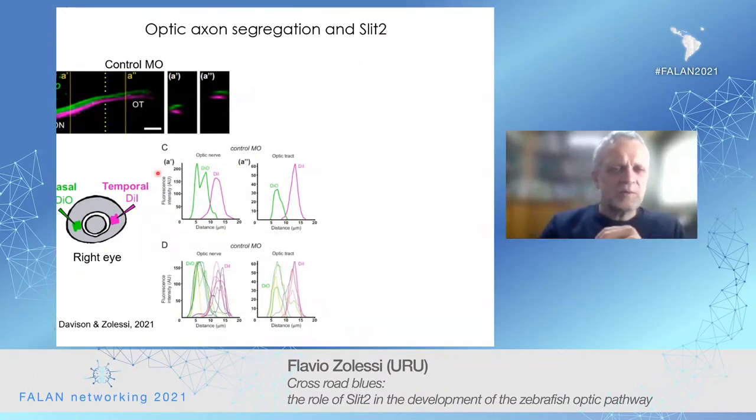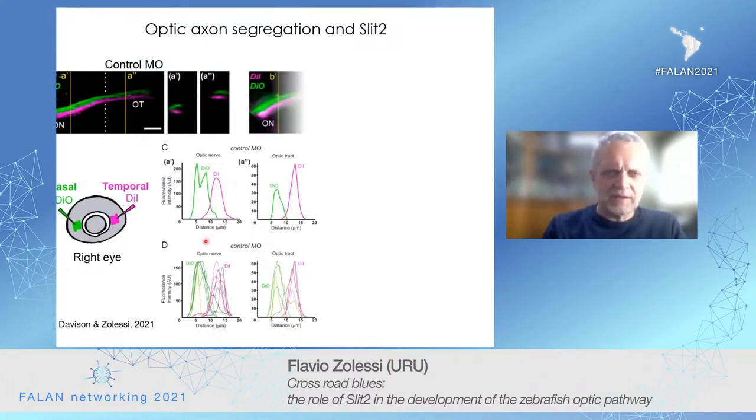In the normal embryos, we see that axons from temporal or nasal retina are completely segregated all along the pathway, and here will be the optic chiasm in this dotted line. The optic nerve has a segregation, the optic chiasm has a segregation, and also the optic tract all along the pathway. And this is seen here in cross sections and also in these quantifications.